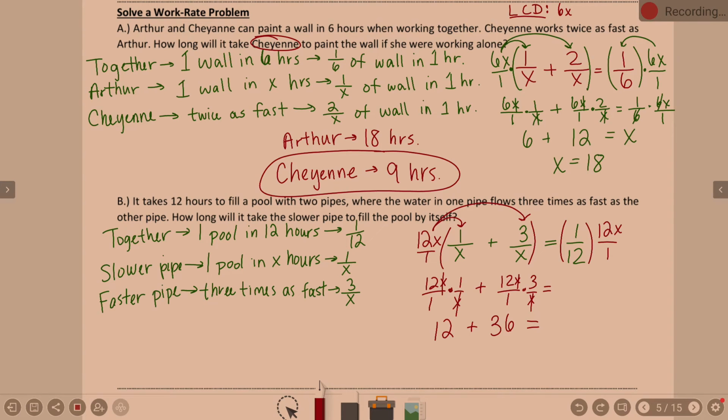And then 1 over 12 times 12 over x. What cancels? I said that wrong. 1 over 12 times 12x. The 12's cancel, leaving me with x. And if only they were always this easy to solve. What do we get for x? X is 48.